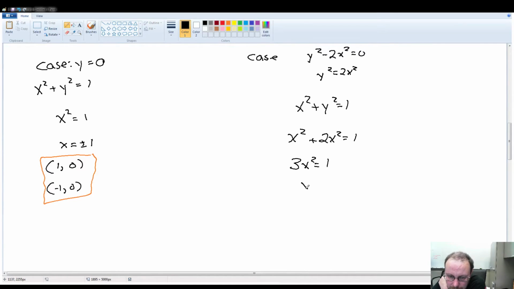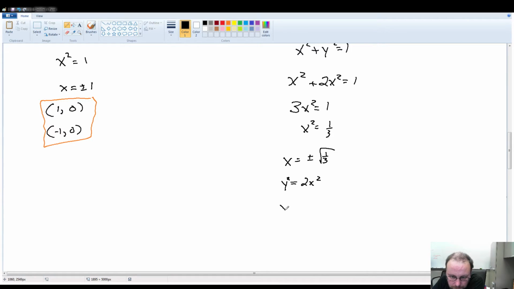Alright, so then we get x squared is 1/3. So now we have two solutions for x, plus or minus square root of 1/3. But of course, we know critical points for this function, whose domain is the xy plane, are xy pairs, so we've got to go back here. Y squared is 2 times x squared, but that's just x squared is 1/3, so y is plus or minus square root of 2/3 after taking the square root of both sides.